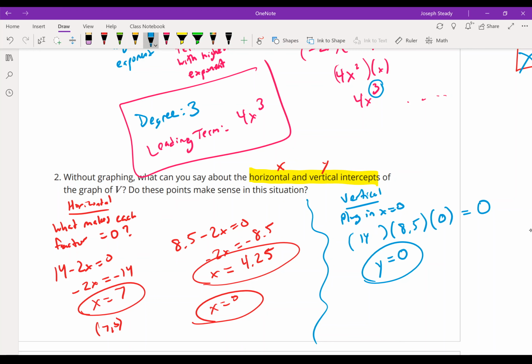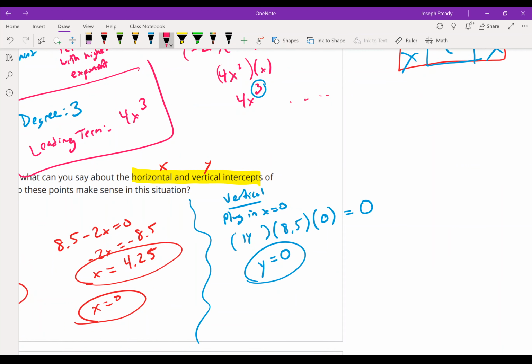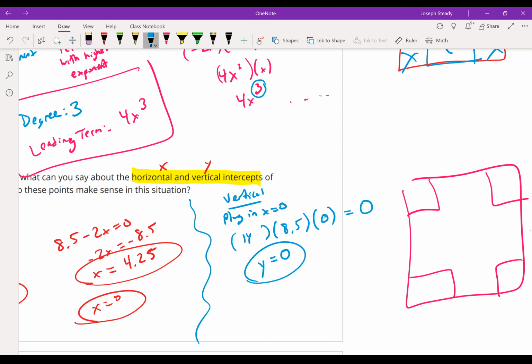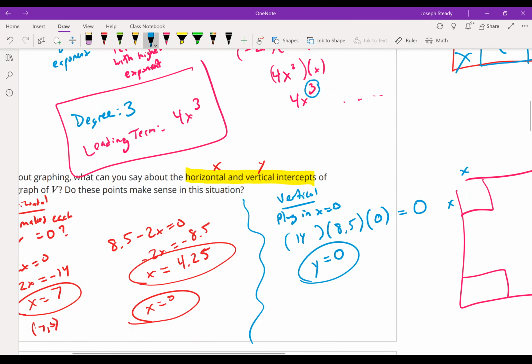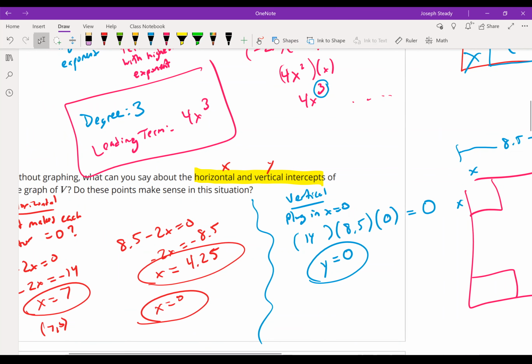Now they ask us to figure out, do these points make sense in this situation? Let's go back to our drawing for a second and think about this. Or maybe I'll draw a new one. Remember, x is how much we are cutting out from each corner. This distance here and here is x. So if I cut out 7 from each corner, but this box is only 8.5 inches wide, that's not even possible. So x equals 7 doesn't make sense. That does not make sense in real life.